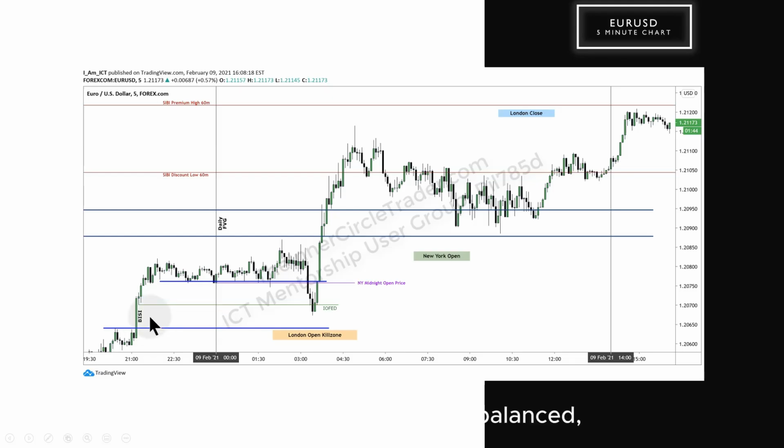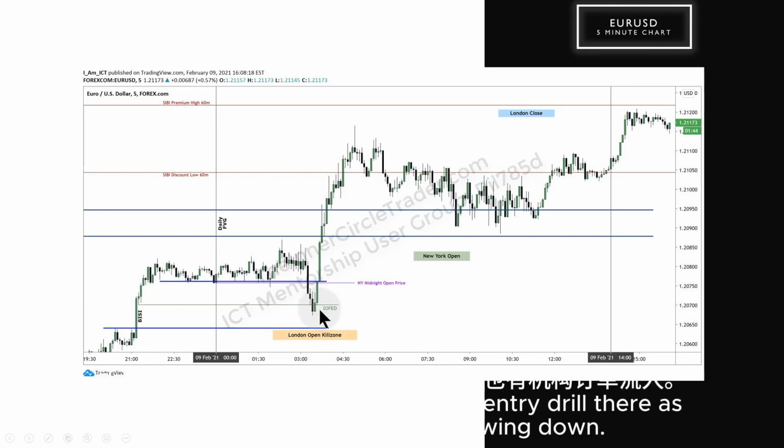Prior to midnight, we have the buy side imbalance, sell side inefficiency. Now, the darker lines in here refer to your 60-minute chart, and you'll see that as a buy side imbalance, sell side inefficiency as well. Inside the 5-minute chart, you can see the smaller one that we dipped into. So we have an institutional order flow entry drill there as well.